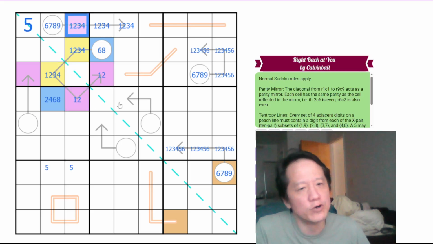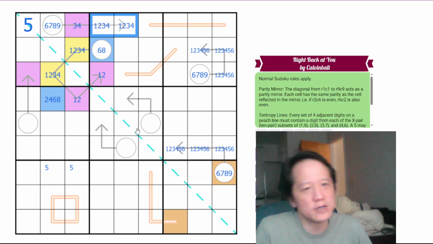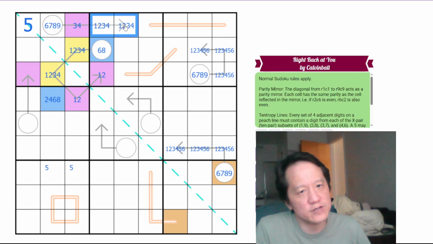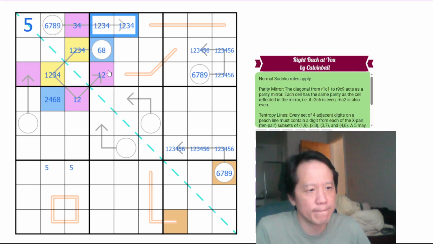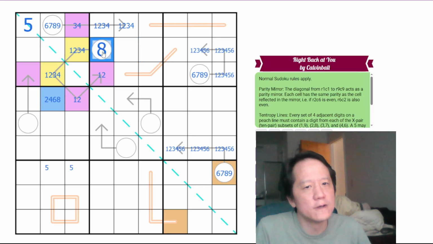This can never be 1 or 2. This is the same parity as this, right? So it cannot be 1 or 2 here. The other 1 or 2 has to be here then. So one of these is the yellow 1 or 2. I think this always then has to be 3 or 4, right? This is always 8. So this is 8.